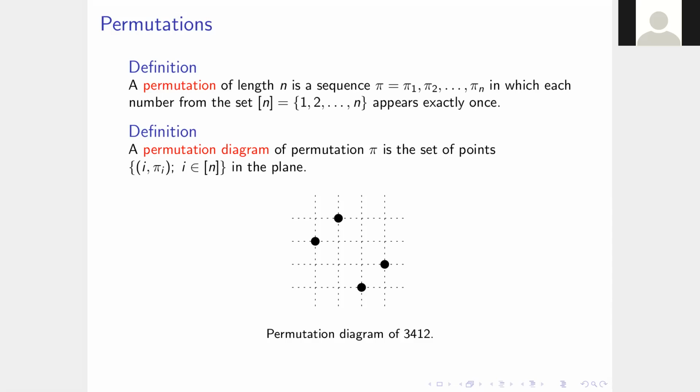A permutation of length n is a sequence of n numbers from the set 1 up to n, and each of them appears exactly once. And it's often very useful to think about permutations as a set of points in the plane. So the permutation diagram of a permutation pi is the set of points (i, pi(i)) for every i from 1 up to n, in the usual Cartesian coordinates. Down here you can see the permutation diagram of the permutation 3, 4, 1, 2.